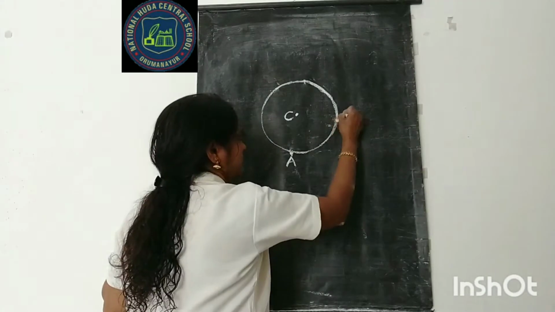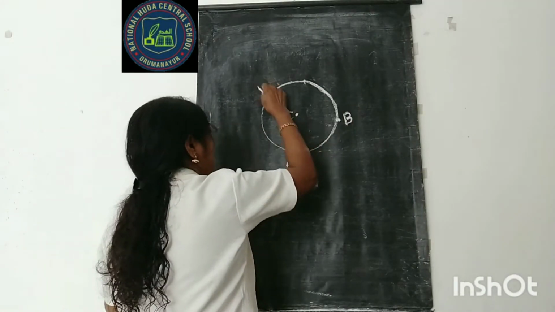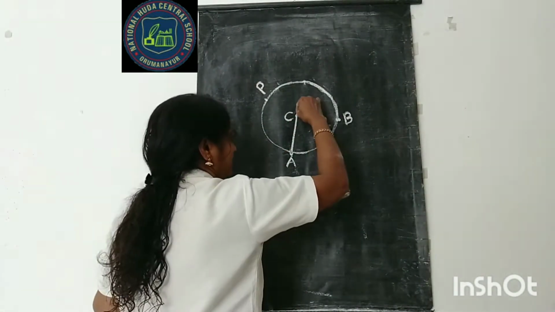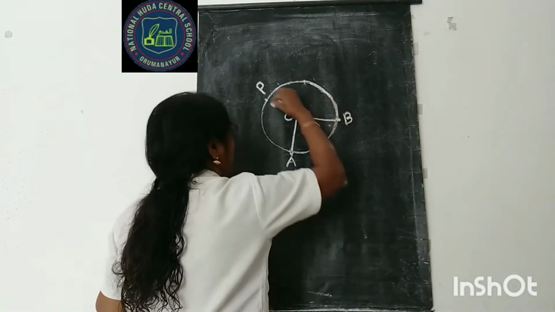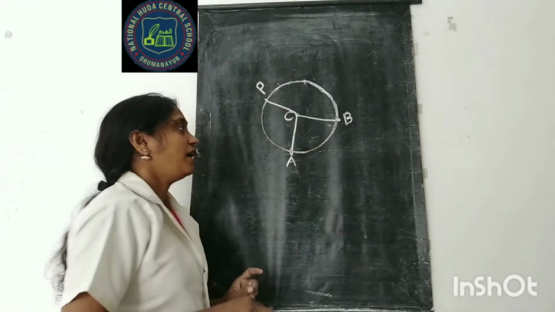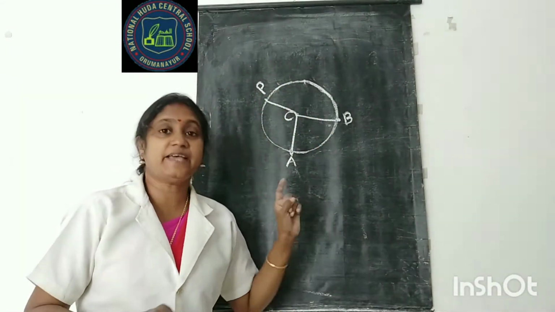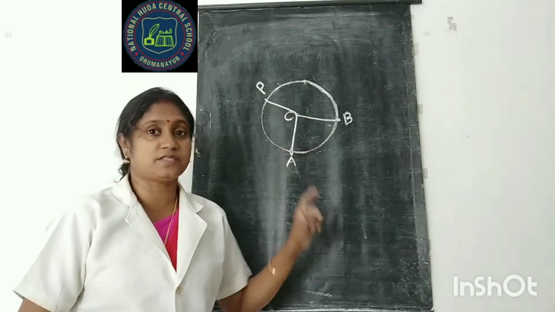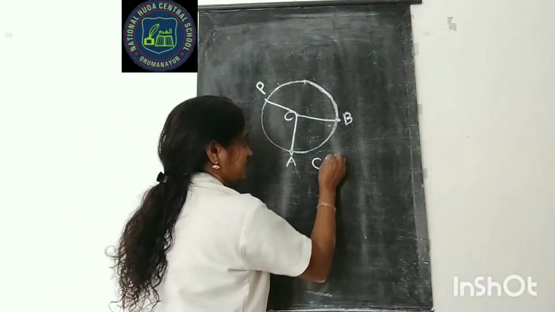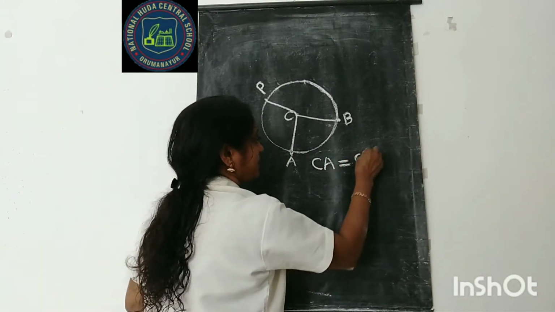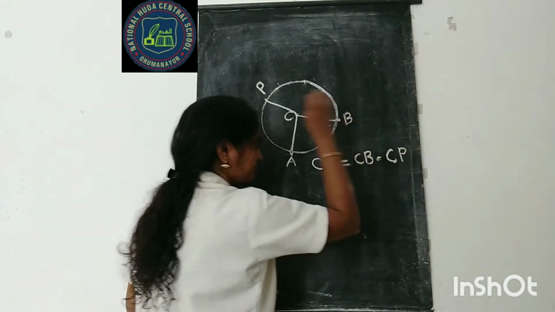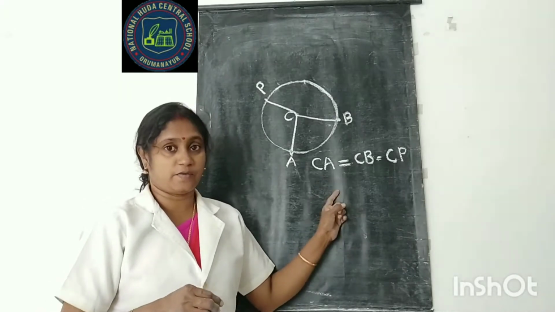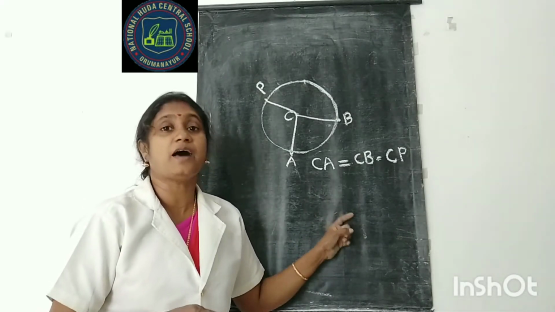There are some points A, B and P on the circle. And I am going to draw the line segments CA, CB and CP. CA, CB and CP are the radii of the circle. And we can say that CA equals CB equals CP. That means all the radii of a circle are equal.